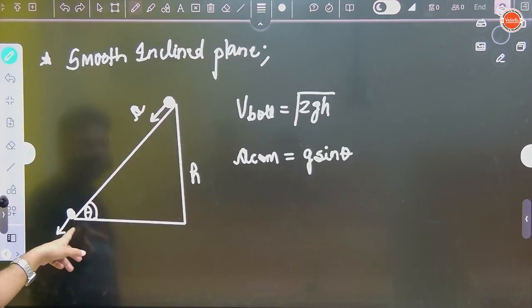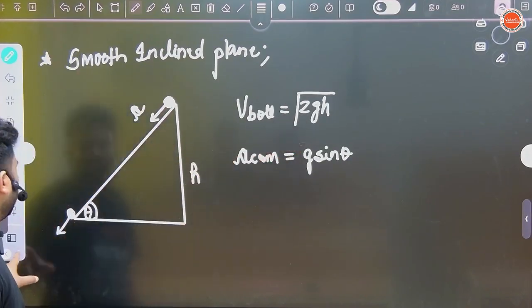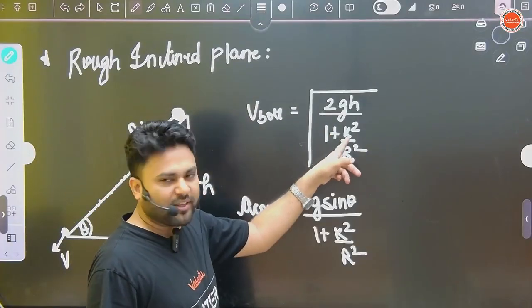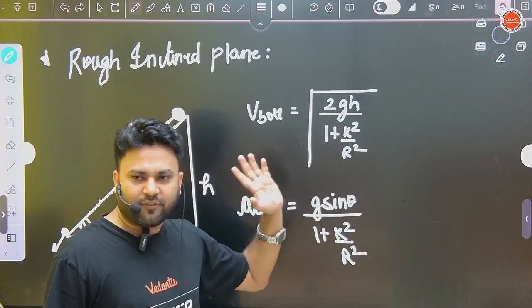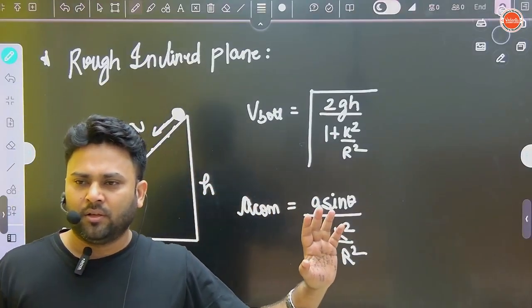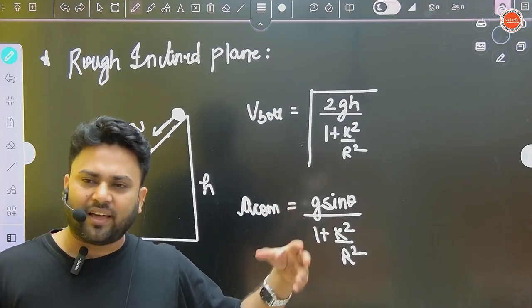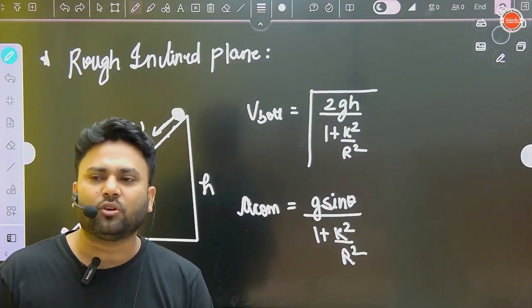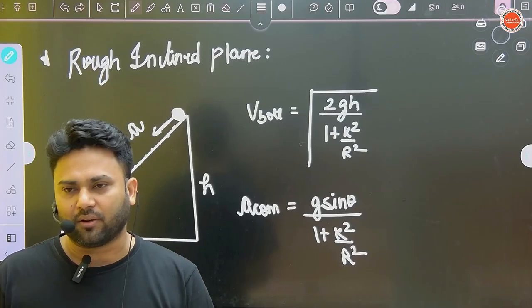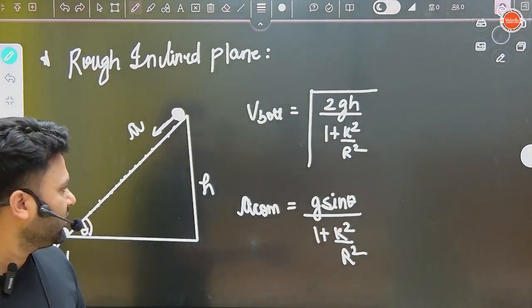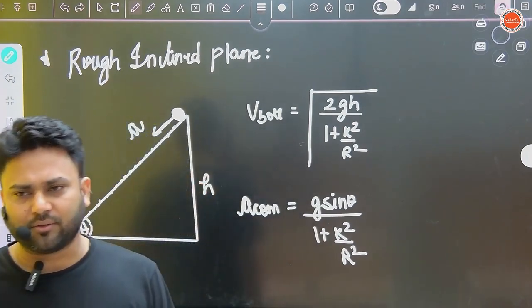Here the velocity at the bottom was under root 2gh. Here the velocity has the factor 1 plus k square by r square coming in. So go through these formulas. There is an 80% chance that if you remember these important formulas, they will give the values, you put the values and you will get the answer. Sometimes they ask conceptual questions, which you have to practice, what you have studied in 1 year and what you are practicing right now. So this is all about rotation. Try and revise. Okay, thank you.